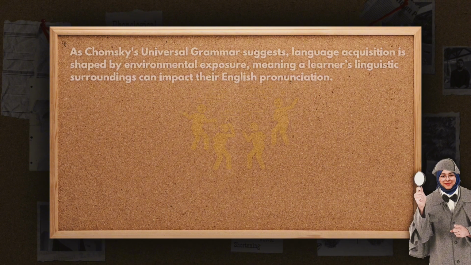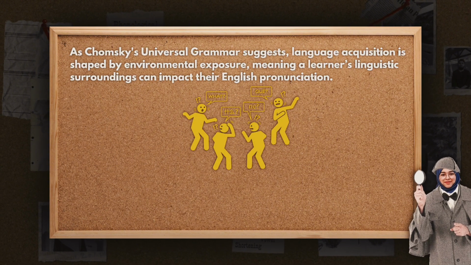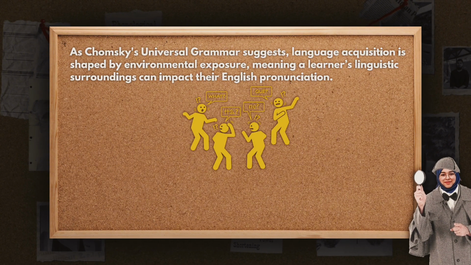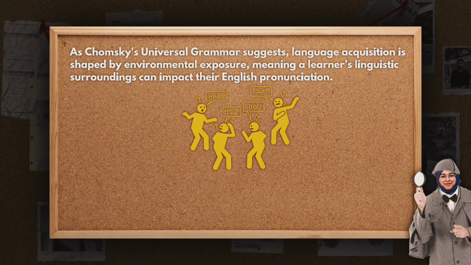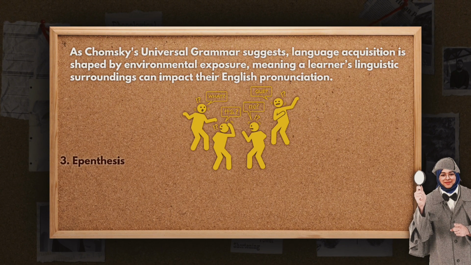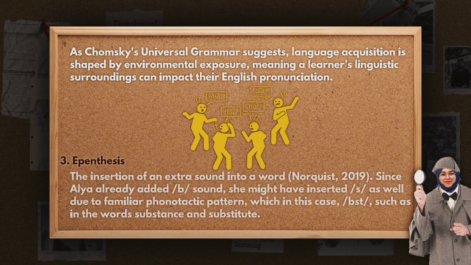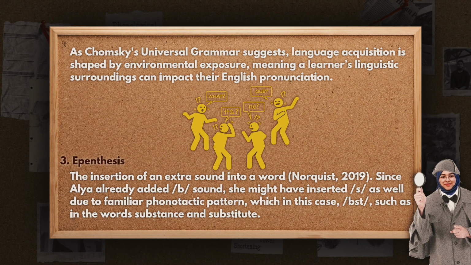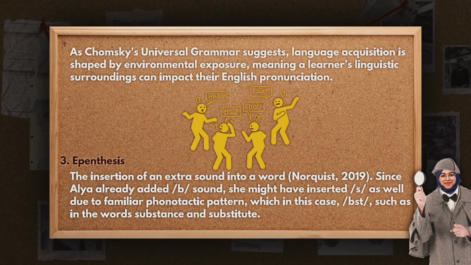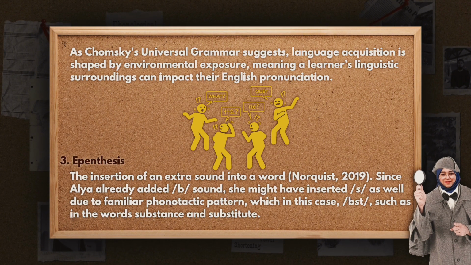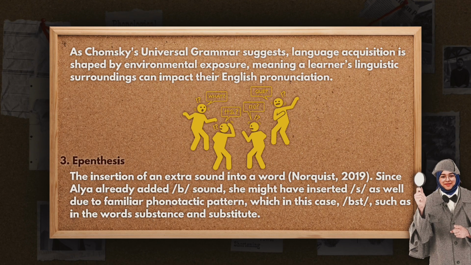As Chomsky's universal grammar suggests, language acquisition is shaped by environmental exposure, meaning a learner's linguistic surroundings can impact their English pronunciation. Number 3. Epenthesis. The insertion of an extra sound into a word. Since Alia already added the b sound, she might have inserted the s as well due to a familiar phonotactic pattern, which in this case is the sound bst, b, s, and t, such as in the words substance and substitute.